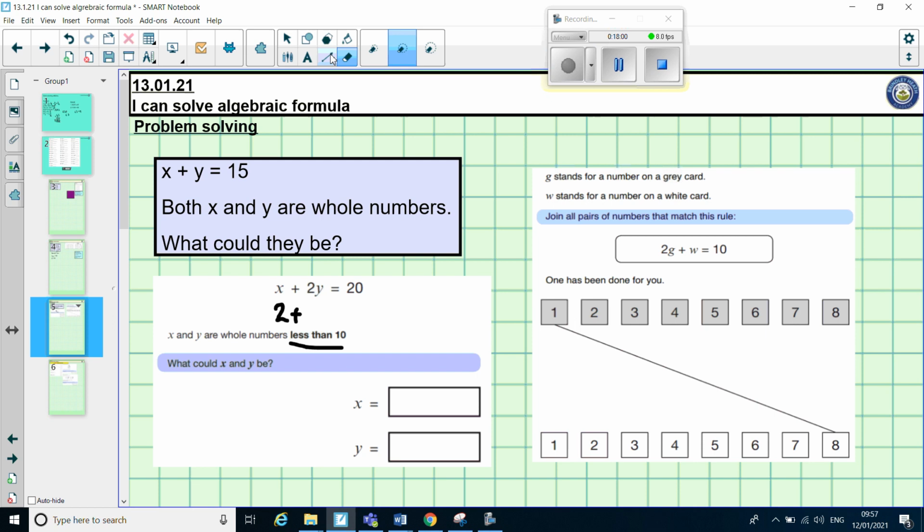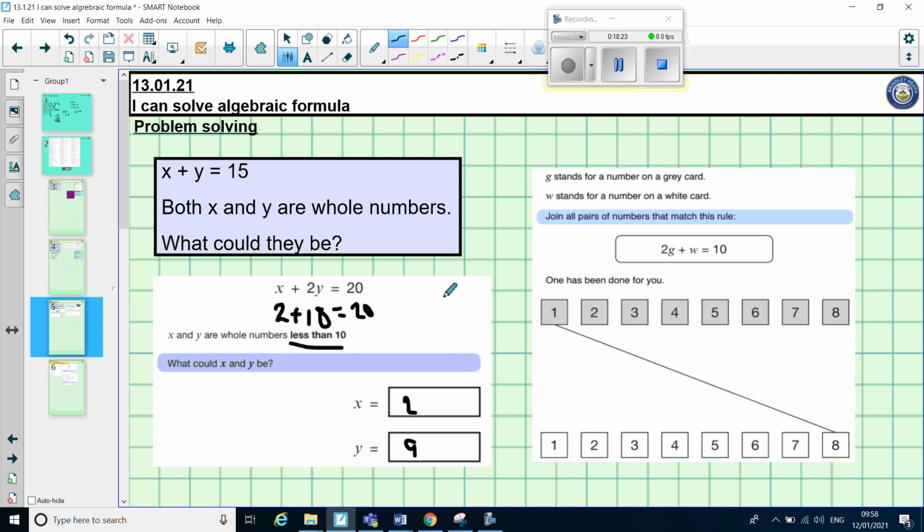So if I put x could be 2 and y could be 9, because 2 lots of 9 is 18, 2 add 18 equals 20. That's just one possible option. That's all the question asked me to give, one possible option. But there's actually other answers to that.